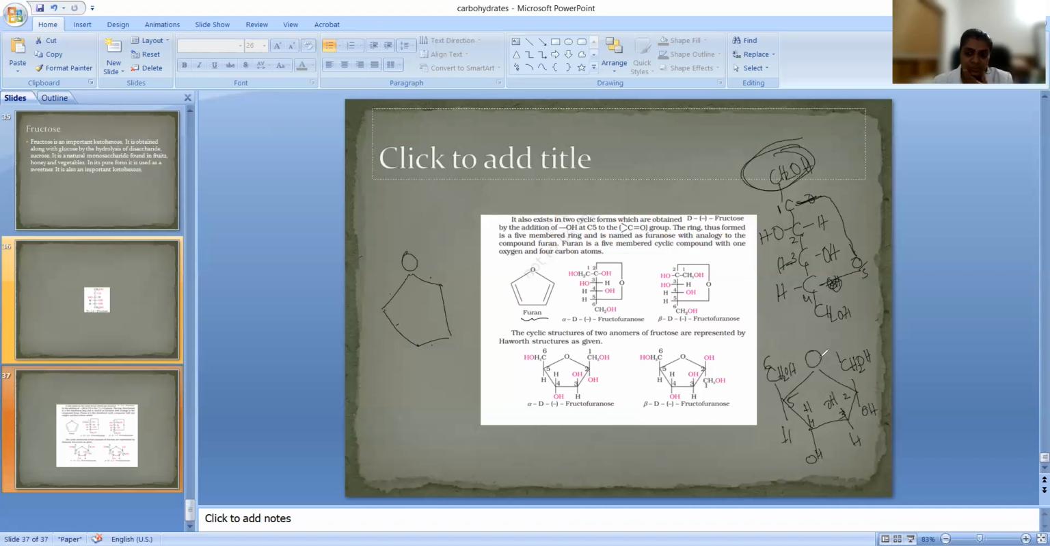So this is the 6 CH2OH. In the other structure, what is the only difference? This OH will be coming up and this will be coming down. That is the only difference.